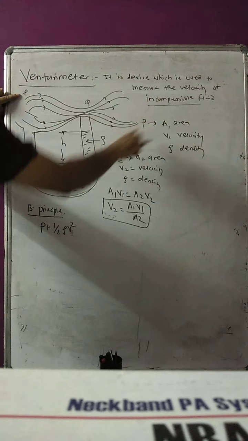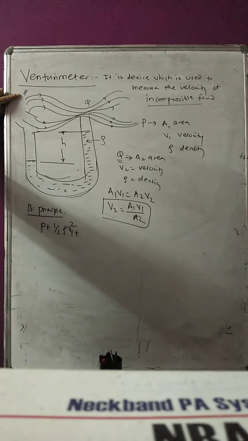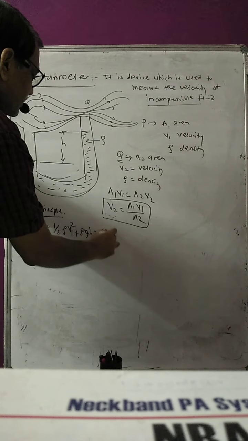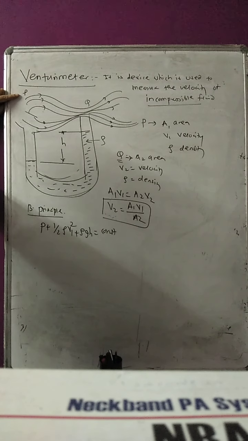Okay, 1/2 rho into V1 square plus potential energy per unit volume, that is rho GH, remains constant. Okay, that is the first equation at point P.